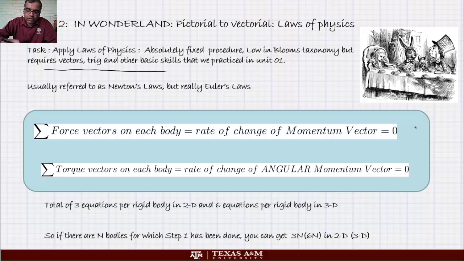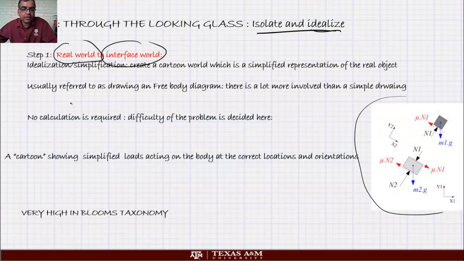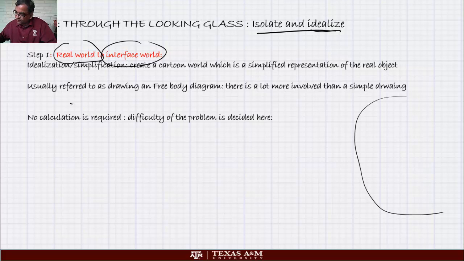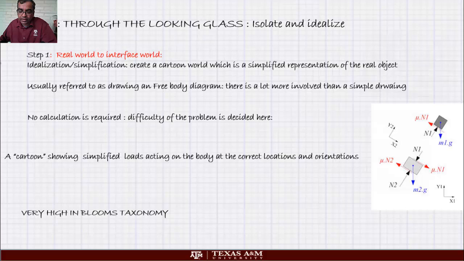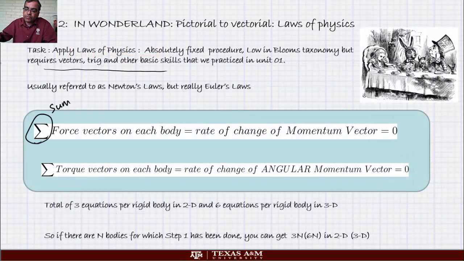The sum of all the force vectors on each body must be equal to the rate of change of the momentum vector. Notice I keep saying vector, because this is actually 3 equations: one in the x, one in the y, one in the z. The sum of all the torque vectors on each body equals the rate of change of the angular momentum vector. And in our case, because we are looking at statics, they both have to be 0. This will give you 3 more equations.